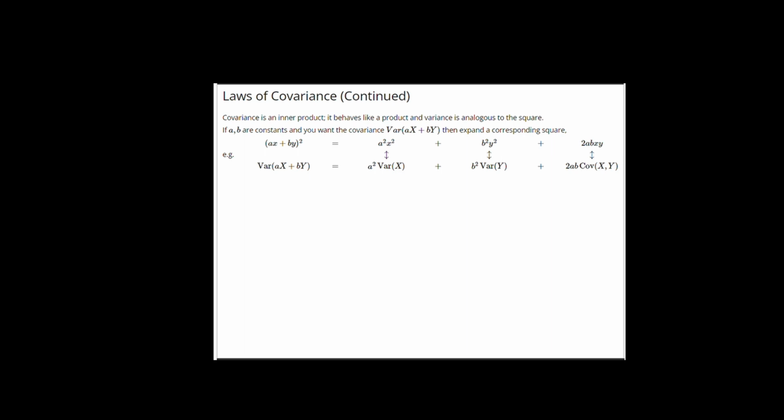Remember that ax plus by squared is analogous to the variance of ax plus by in the world of random variables. Similarly, a squared x squared is analogous to a squared times the variance of x. B squared y squared to b squared times the variance of y. And 2ab xy to 2ab covariance between x and y. So the rule that you see on the bottom of this slide is a rule for establishing the variance of a linear combination. It's easy to prove this, but it's easy to remember it by analogy with simple algebra.